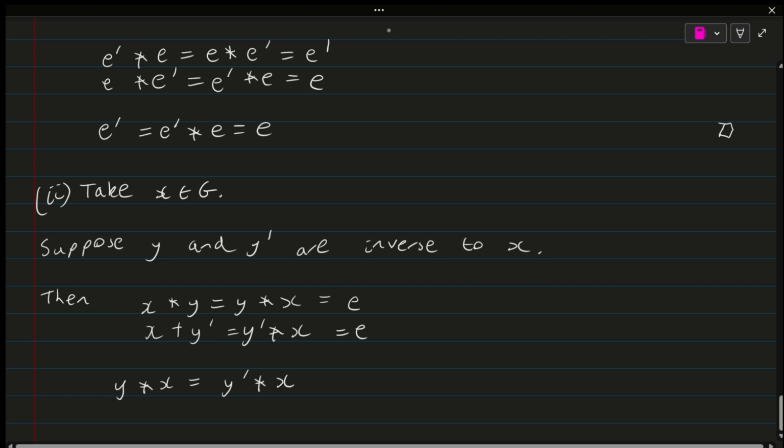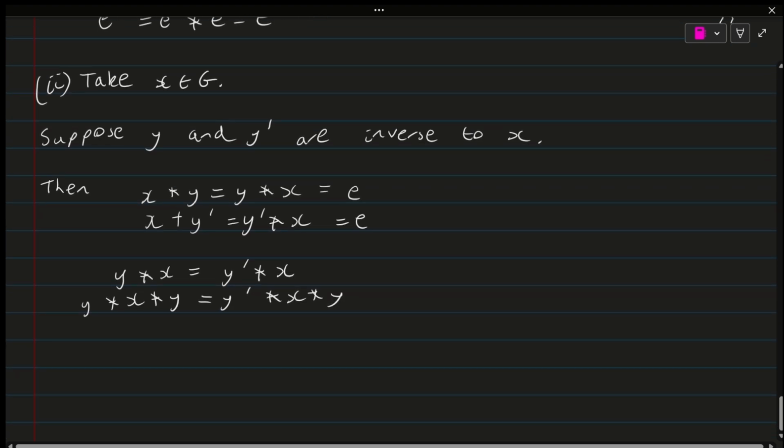So we have y star x equals y prime star x, and then we're going to multiply on the right hand side by y, so y star x star y equals y prime star x star y. Then we know that x star y is E, and by associativity it doesn't matter which order we do the multiplications in. So on the left hand side here, we're going to get this being E, on the right hand side we're going to get this being E. So we have y equals y prime as required.